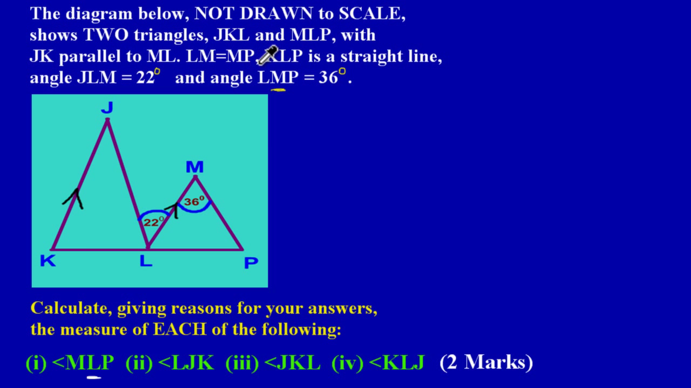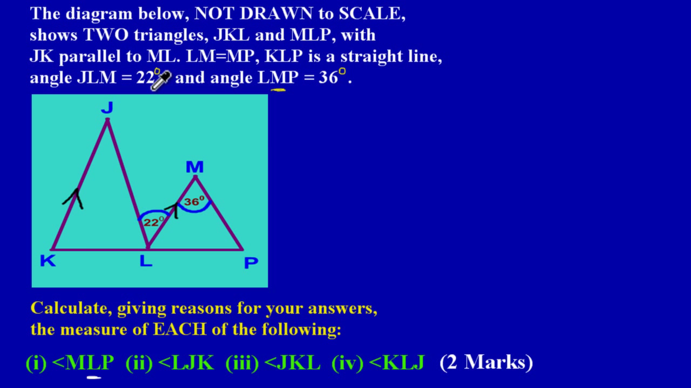Okay guys, now it states that LM is equal to MP. So the line segment ML, or LM, is equal to MP. So obviously right away we see that the triangle MLP is an isosceles triangle. Now it states that KLP is a straight line, and obviously here we have it, KLP, that's a straight line, and the angle JLM is equal to 22 degrees, and we can identify that JLM, the angle here at the point L, is 22 degrees. And the angle LMP is equal to 36 degrees, and we have it here, LMP, that angle here at the top, is equal to 36 degrees.